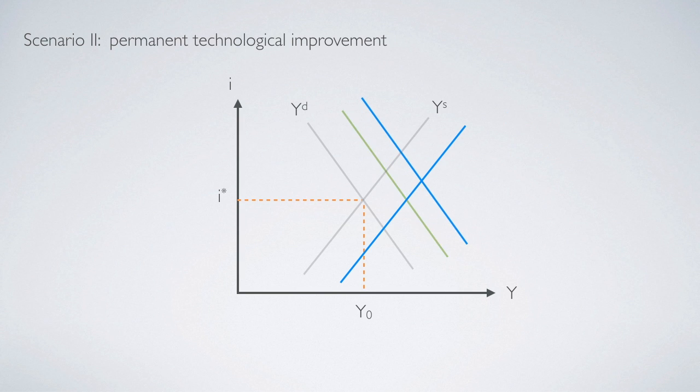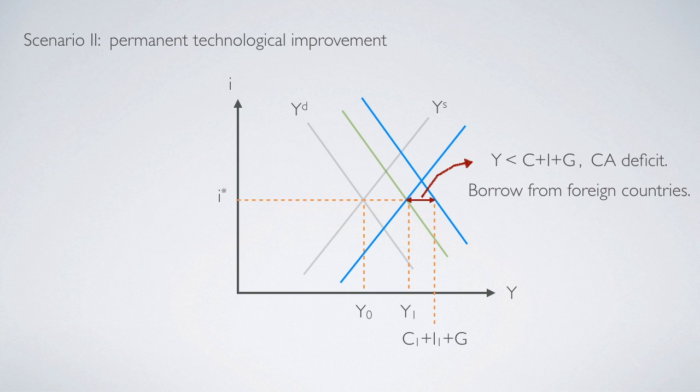From here, what we can definitely be sure of is that when the technological improvement is permanent, we will see that equilibrium output Y1 will be less than the equilibrium expenditure C1 plus I1 plus G. In this case, we spend more than we produce, so we run into a current account deficit. To spend more than you produce, you borrow from abroad. That's why we have a current account deficit.